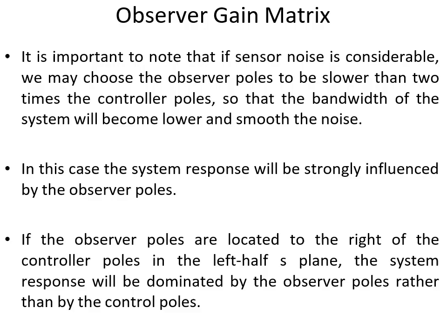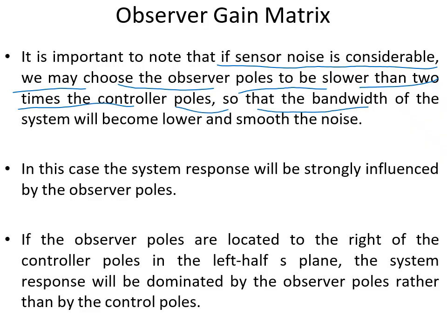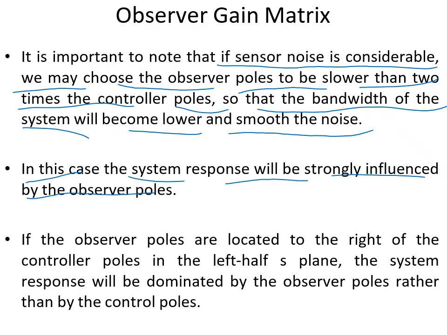It's important to note that if sensor noise is considerable, we may choose the observer poles to be slower than 2 times the controller poles, so that the bandwidth of the system will become lower and smooth the noise. We need the bandwidth to be smaller, and this will smooth the noise. In this case, the system response will be strongly influenced by the observer poles. The observer poles will be the dominant poles.